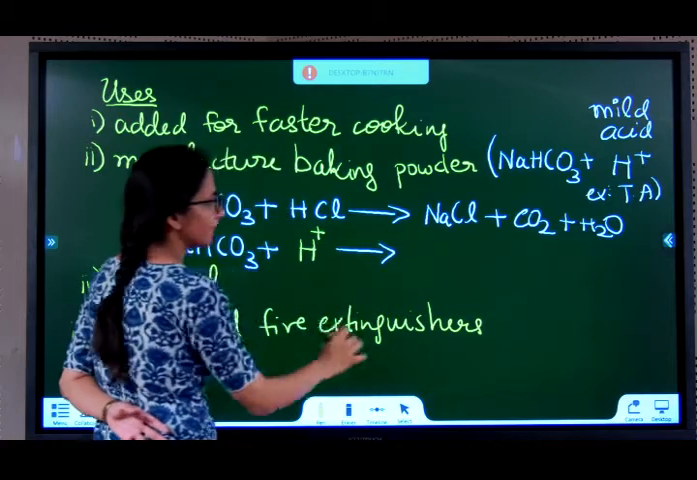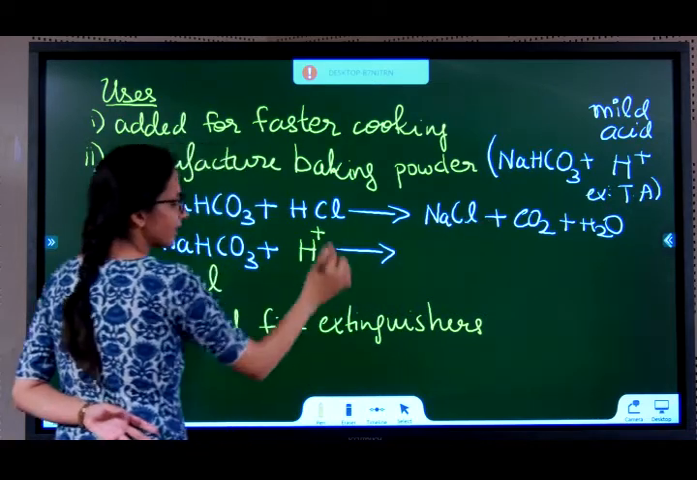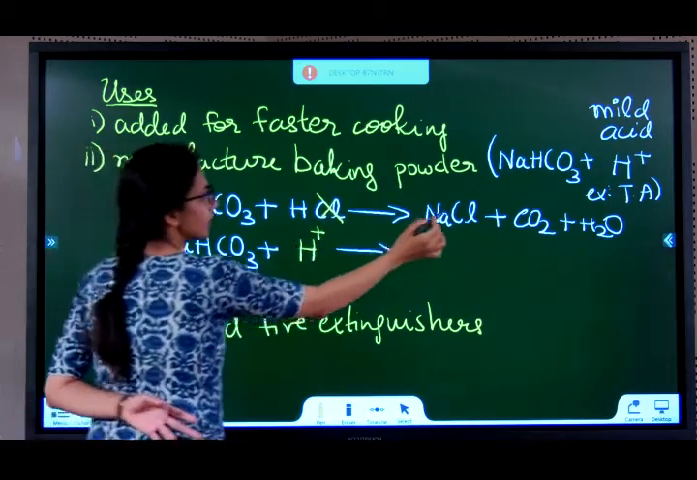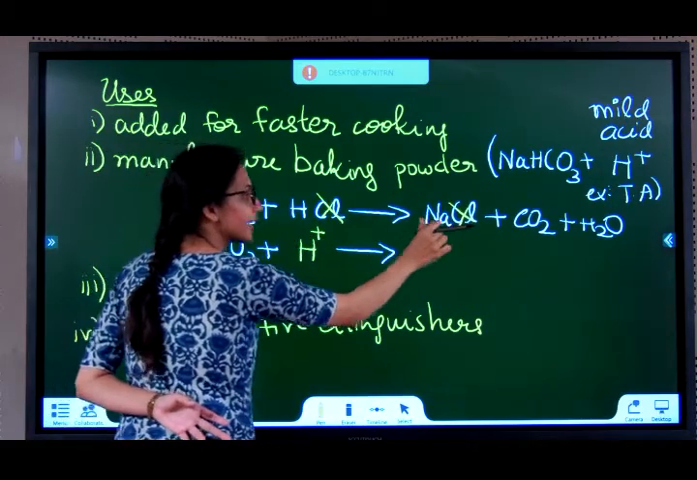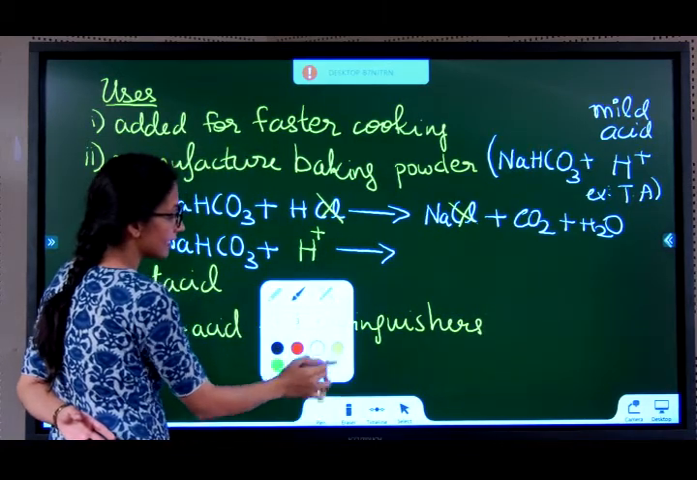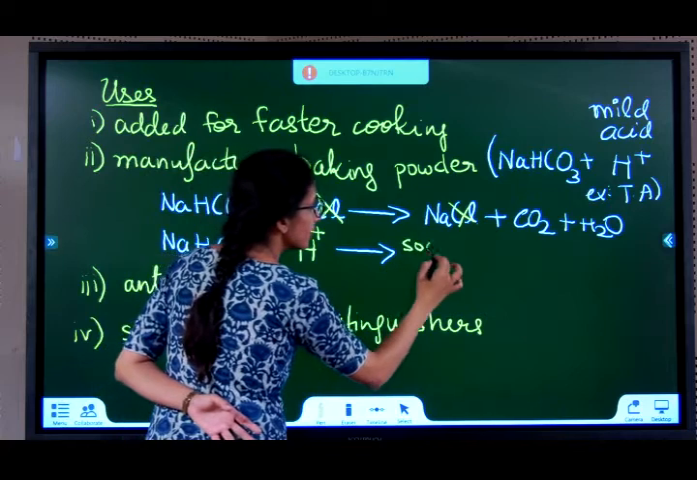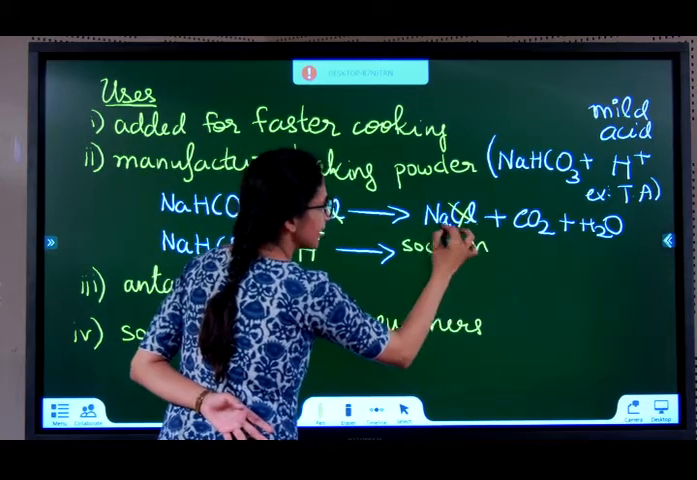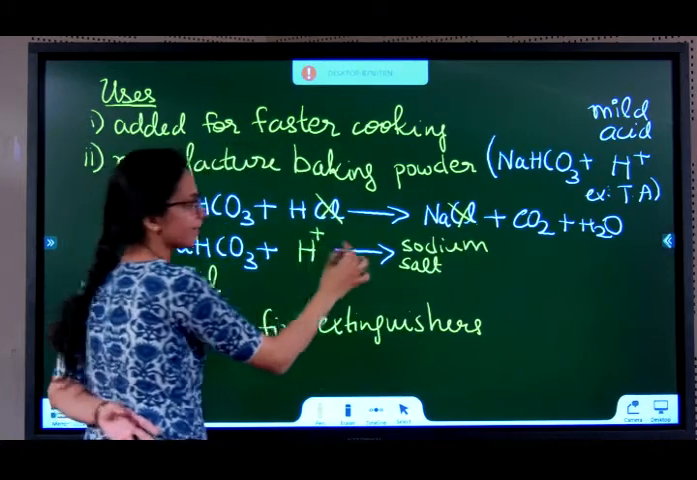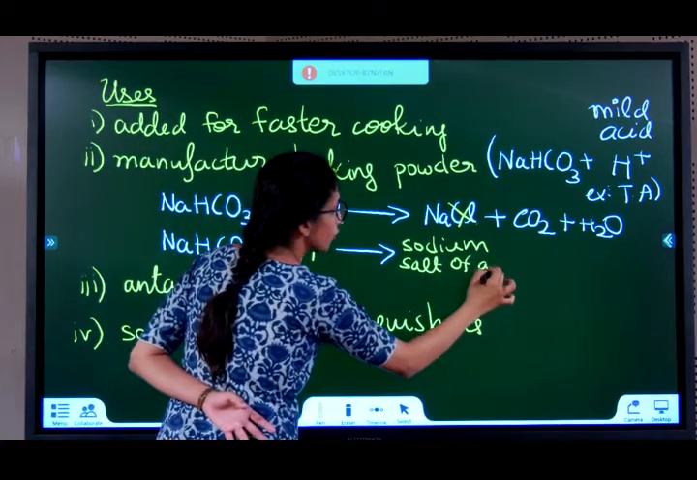This will give NaCl. Cl is coming from here, but this is not there. So here I can't write Cl, but I know that it has to be a sodium salt. So what can I say about it? I will therefore say sodium salt of an acid. See, it's a sodium salt. From where is the Cl coming? It's coming from the acid. So sodium salt of an acid.